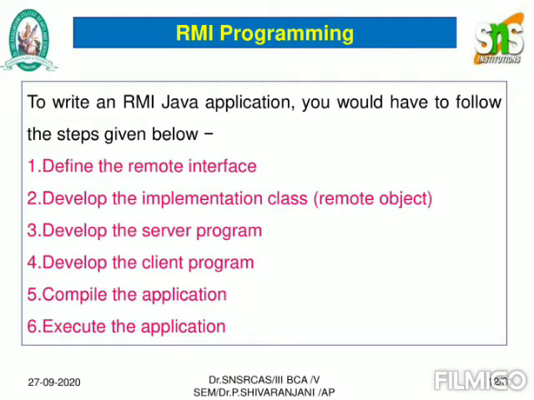To write your RMI application in Java, you have to follow 6 different steps. First, define the remote interface. Second, develop the implementation classes, which are nothing but your remote objects. Third, develop the server program. Fourth, develop the client program. Fifth, compile your application and check whether you have any errors. The last step is to execute your applications. We'll see how this works.